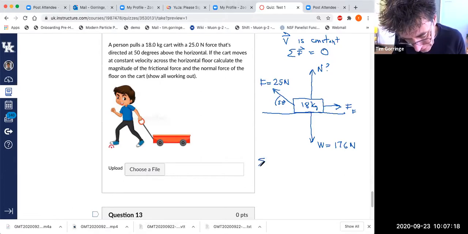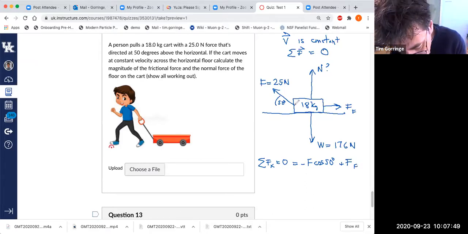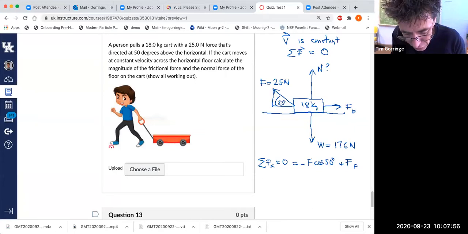So let's start horizontally. The sum of the horizontal forces must be 0. And so what horizontal forces are there? Well, there's a component of the pull that's exerted on the cart towards the left, and then there's a frictional force towards the right. So that component is the horizontal side of this right angle triangle. So that's a portion of the 25 newtons that's acting towards the left. That's why it's got a minus sign. And then there's the frictional force that's acting towards the right. And those must add up to 0.